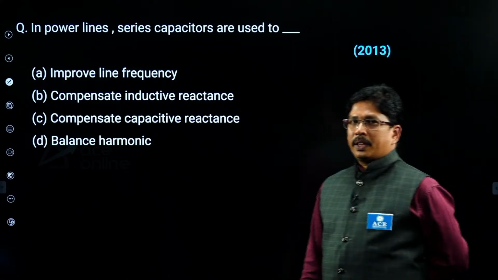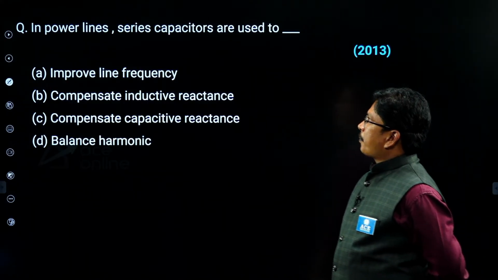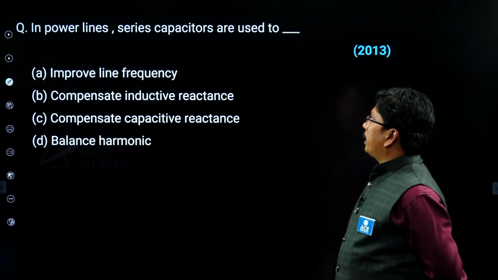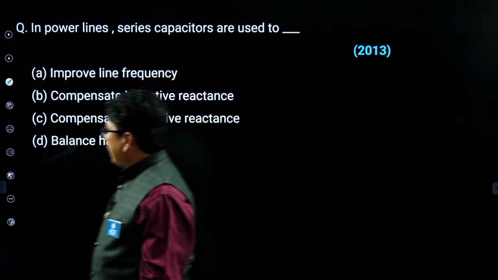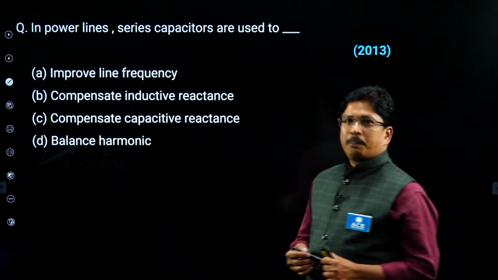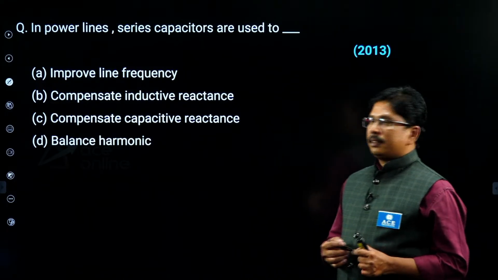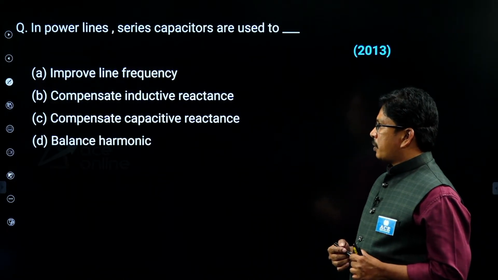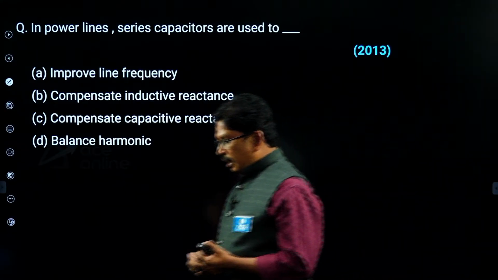So this is the first question. In power lines, series capacitors are used to. They have given the options: to improve the line frequency, to compensate inductive reactance, to compensate capacitive reactance, and to balance harmonics.